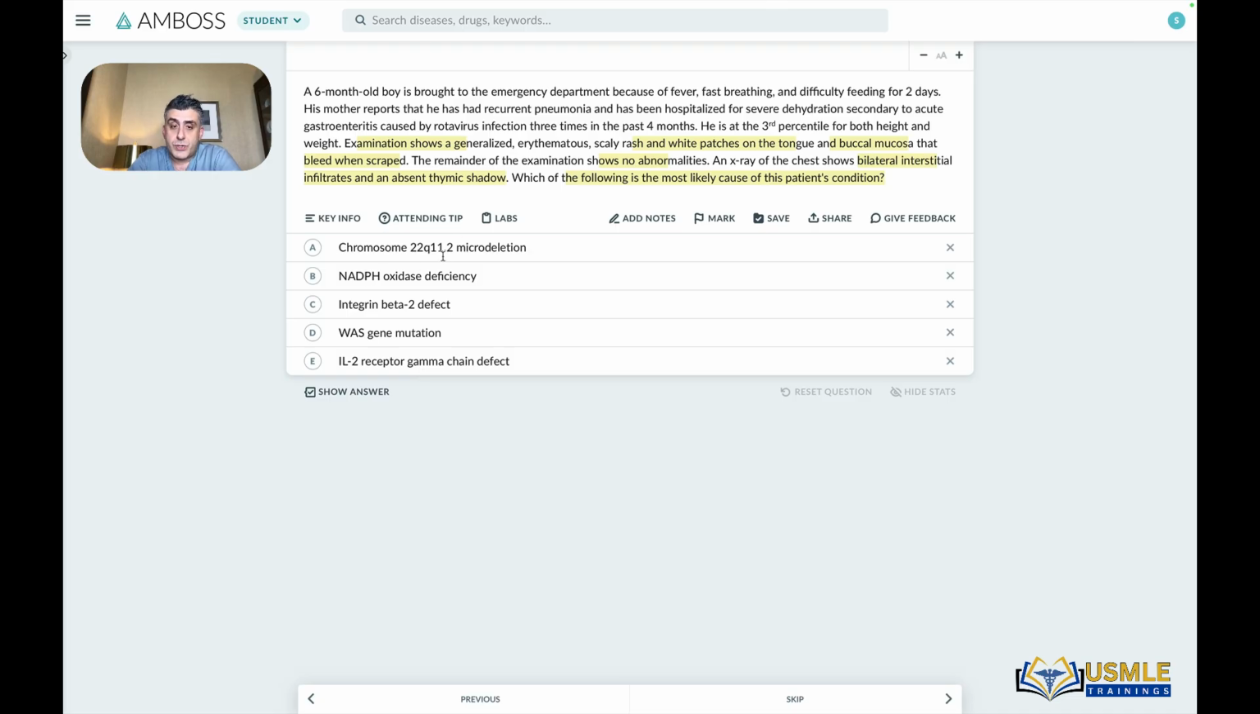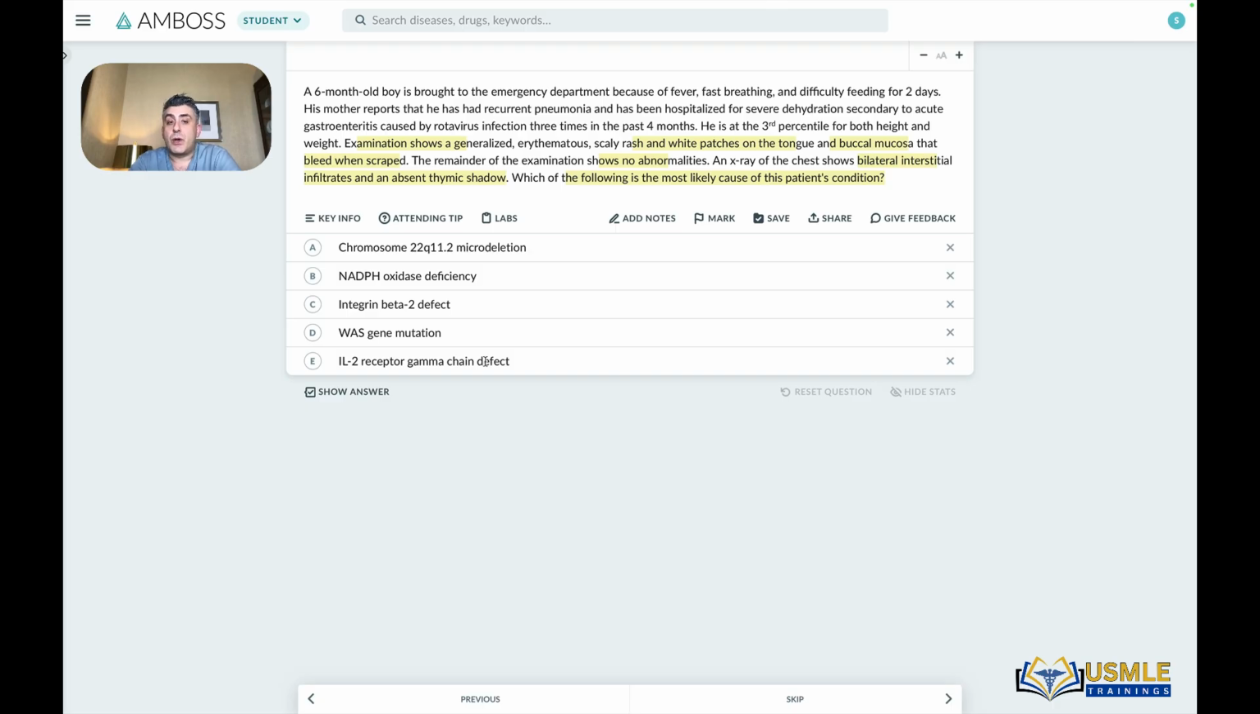So this is DiGeorge's. What is this one? NADPH oxidase deficiency. That's CGD. Integrin beta 2 defect. What is that? That's LAD. WAS, well, that's WAS. These are the easy ones. I love when the name is in the name. And interleukin 2 receptor gamma chain defect, aka SCID.